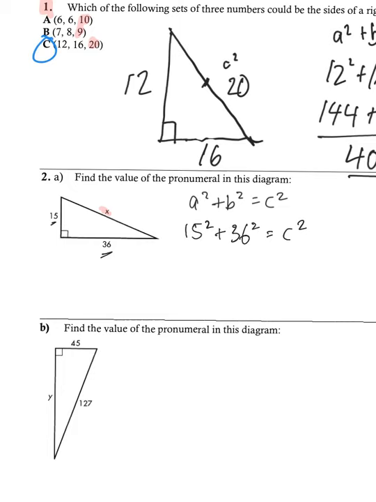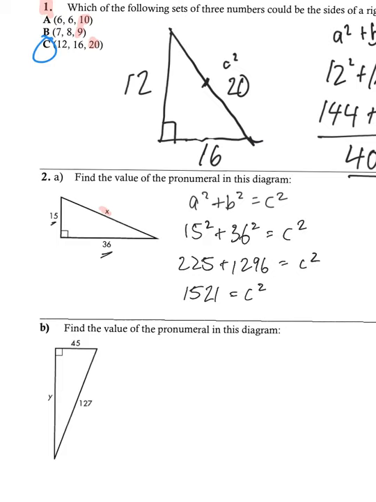15 squared, or 15 times 15, makes 225. Plus 36 squared equals 1,296. Okay, and that's going to equal c squared. So I'm just going to add those, that left side together. So 225 plus 1296 equals 1521. All right, so that's the value of c squared, 1521.